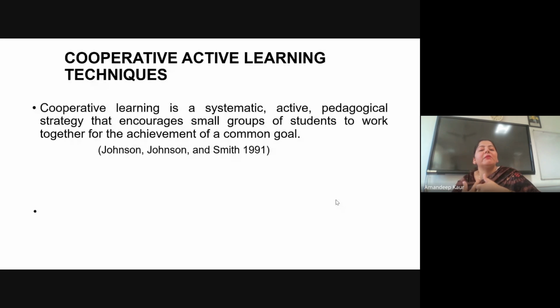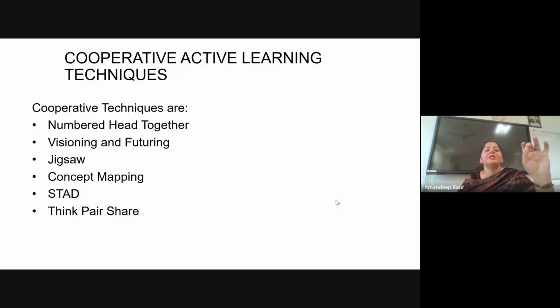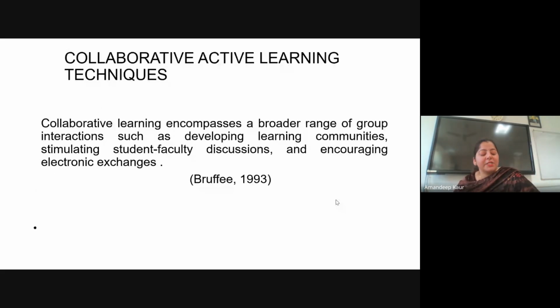So cooperative learning means when the teacher encourages small groups of students to work together for the achievement of a common goal, like numbered heads together, think pair share, jigsaw method of teaching, concept mapping, stump your partner, visioning and futuring. These are a few examples of cooperative teaching methods. Collaborative teaching approaches can also be used by the teacher. In collaborative teaching approaches, we consider that social skills are already developed among students and students are able to exchange information by using any means.